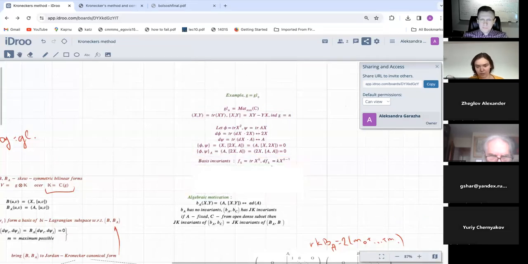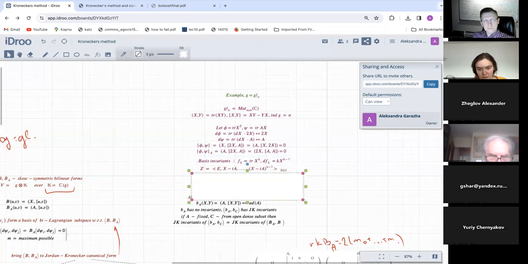So if we talk about GLN, then basis invariants could be just trace of powers. In that case, the differentials would be just powers of matrices, and this modular submodule will be generated by these elements.